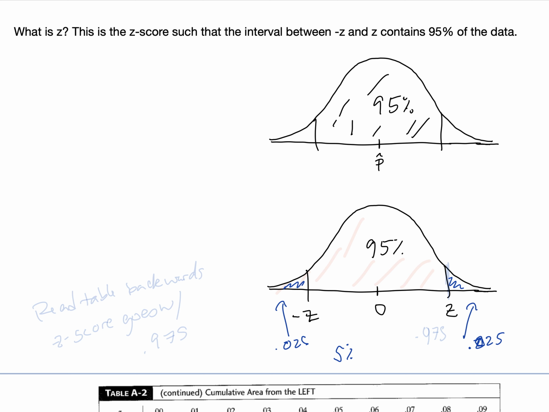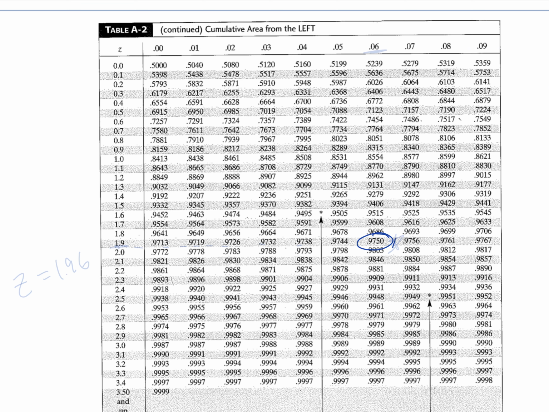So what is this z-score? It is separating the top 0.025 from the remaining 0.975 to the left. So there's this 0.975 to the left of that value for z. So we can now read the table backwards. We can read the z-score table backwards to find the z-score that goes with 0.975. So let's look for, in the middle, the probability 0.975, and here it is.